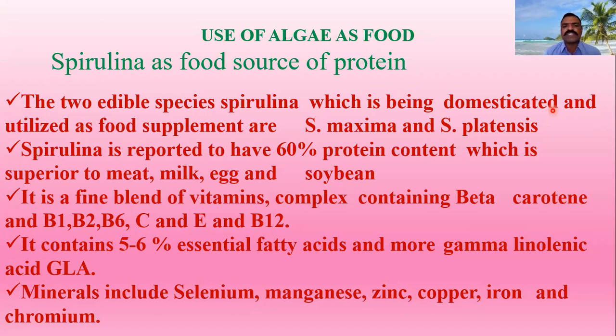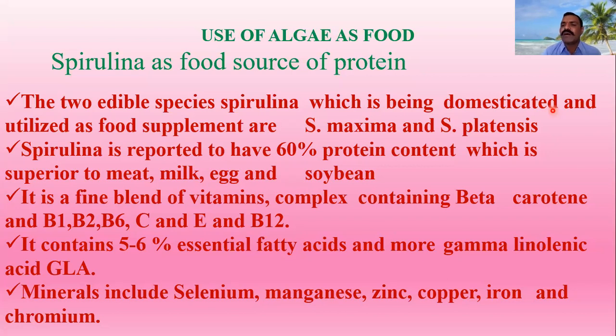The two edible species of Spirulina, which are being domesticated and utilized as food supplements, are Spirulina maxima and Spirulina platensis. These two edible species contain a high amount of protein, more than 60% protein content, which compared to meat like fish meat or goat meat is more usable and edible, very easily available in our algae members. It is superior to meat, milk, egg, and soya bean.